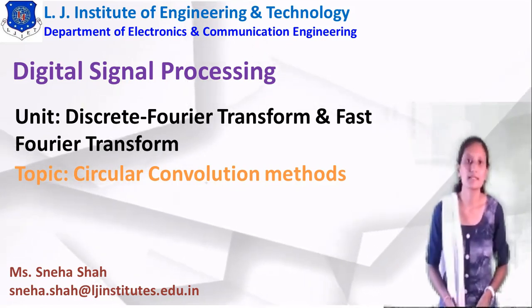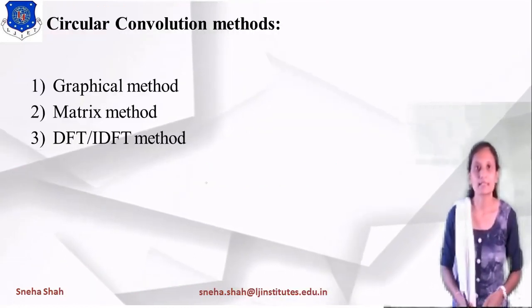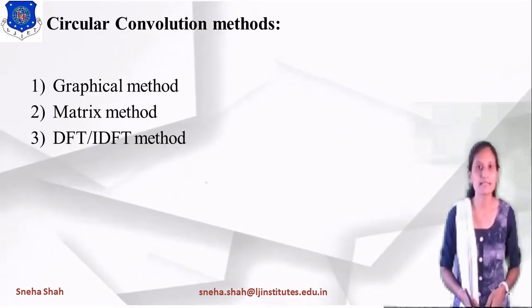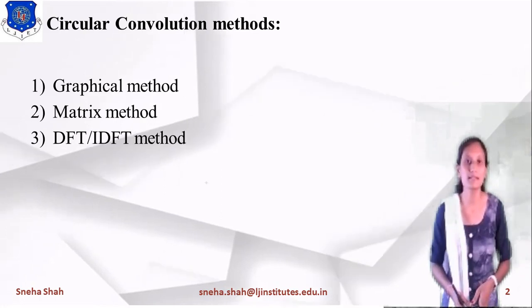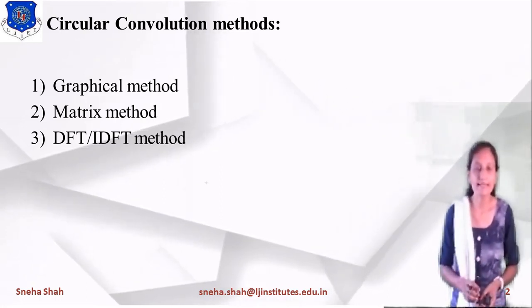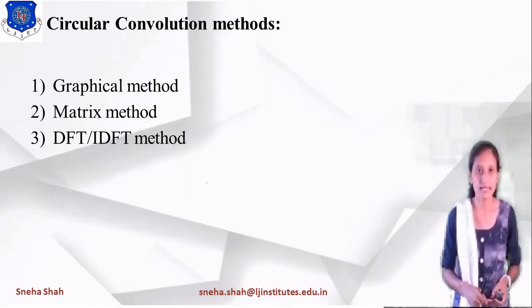In the last session we had seen the circular convolution, right? So there are basically three methods to solve the circular convolution. The first method is the graphical method, the second method is the matrix method, and the third method is DFT-IDFT. To solve any example of circular convolution, we are using these three different techniques.